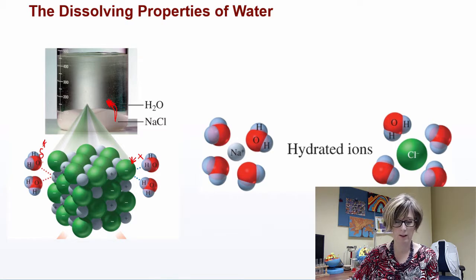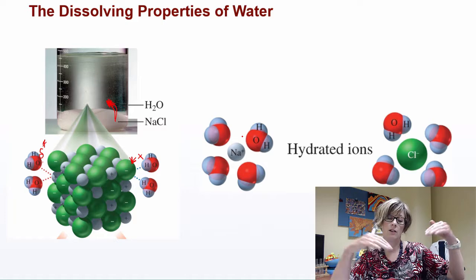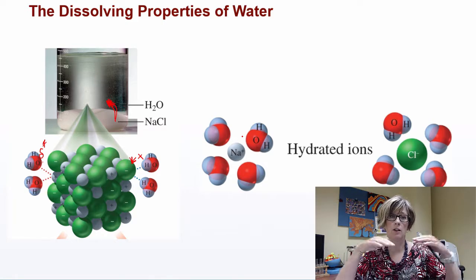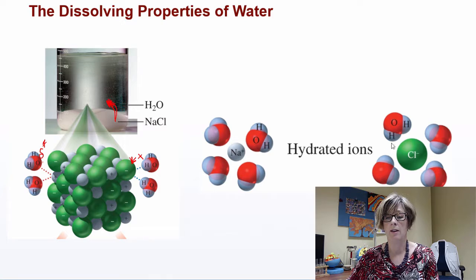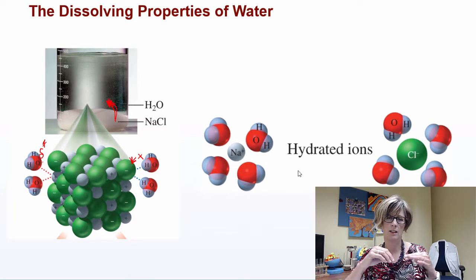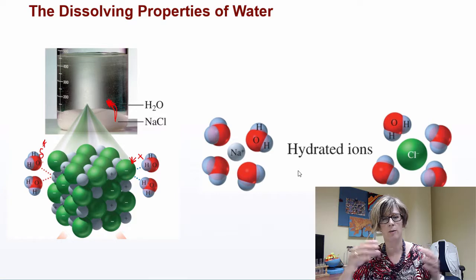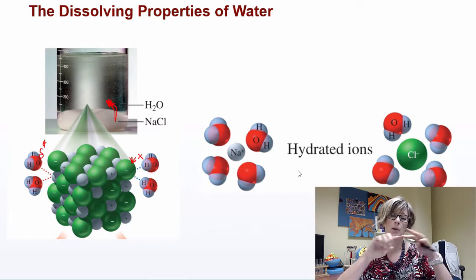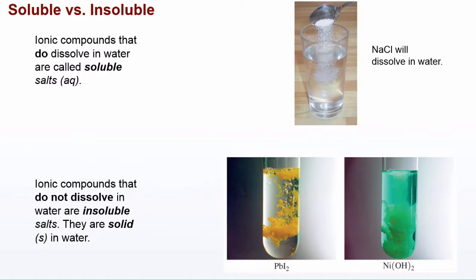And then this is what it would look like if you could actually see it. So that positive sodium is surrounded, and it's all the negative oxygen surrounding or turning towards the sodium, and then you've got all of the positive hydrogens surrounding the negative chloride. So that's how it's dissolved. It's actually disappearing kind of into the water, because the water molecules can surround the positives and the negatives. So that becomes important when we start talking about soluble versus insoluble salts.